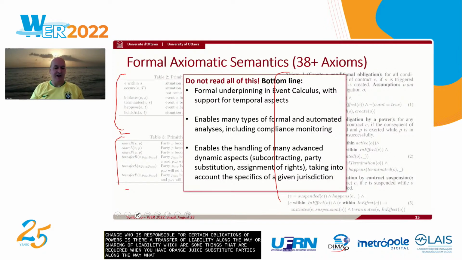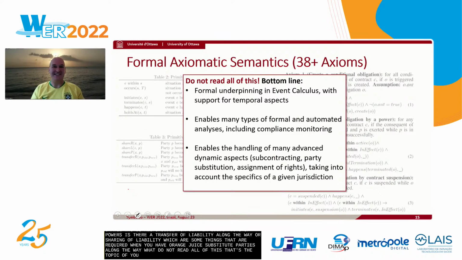But do not read all of this. That's the topic of theses and papers. The bottom line is that we're using event calculus. We have many types of analysis, including compliance monitoring, and we can handle many advanced dynamic aspects of contracts, which are very difficult to specify and analyze formally usually.